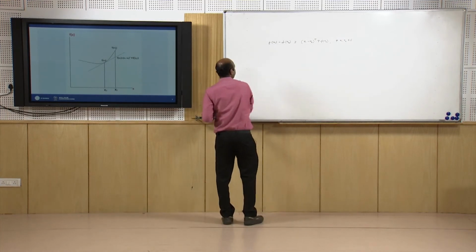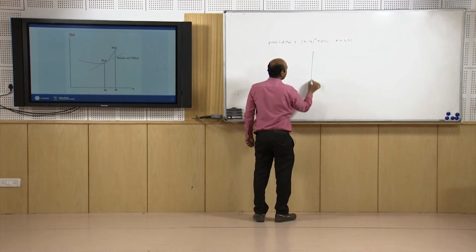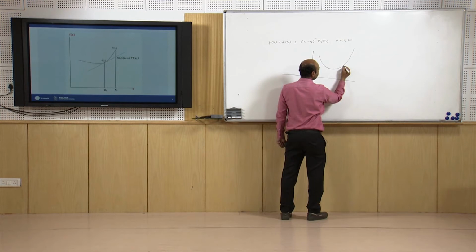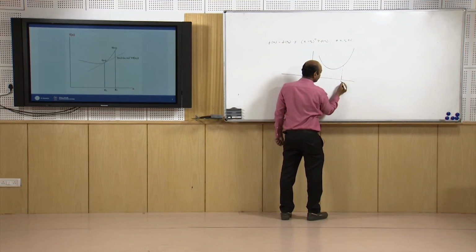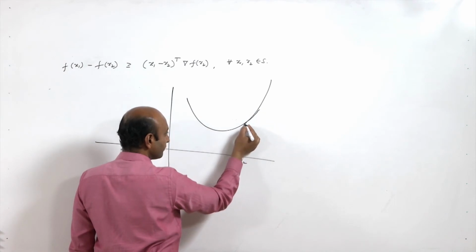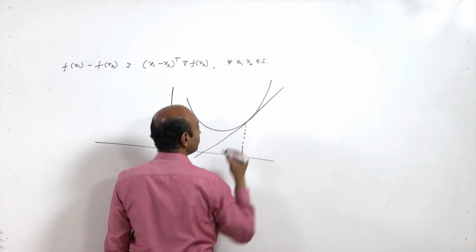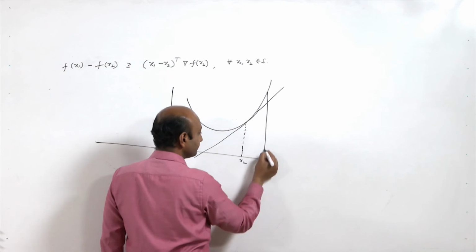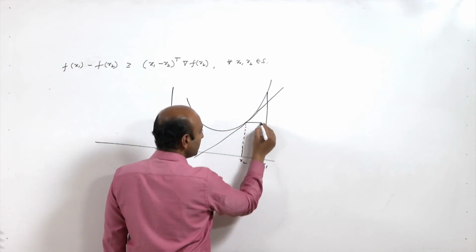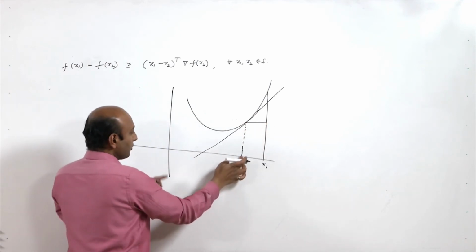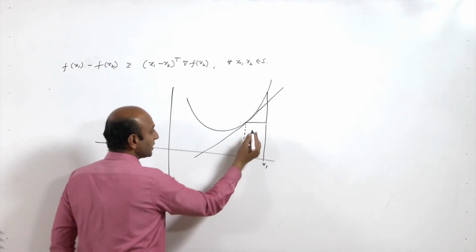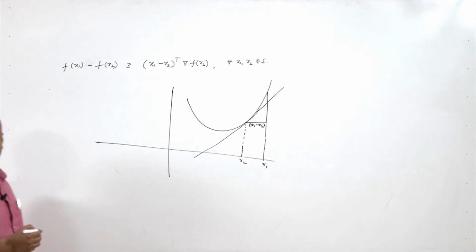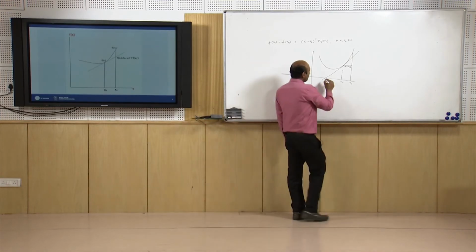So, you draw the function f, take a point x2, suppose this is x2, and draw a tangent at this point. The tangent will be nothing but this straight line. Take another point, say x1 here. From here to here it is x2, from here to here it is x1, so this length will be nothing but x1 minus x2. Okay.